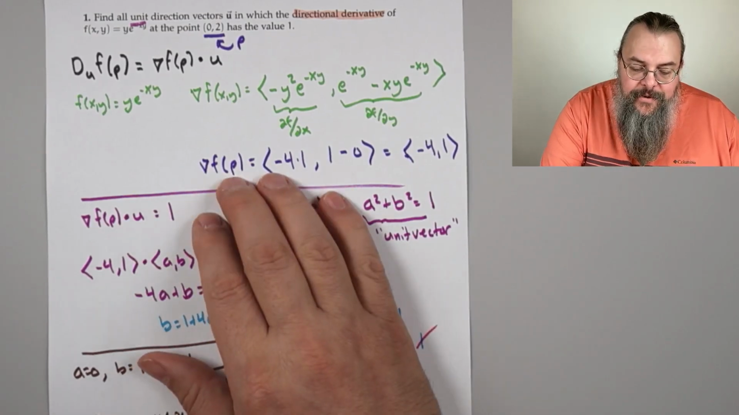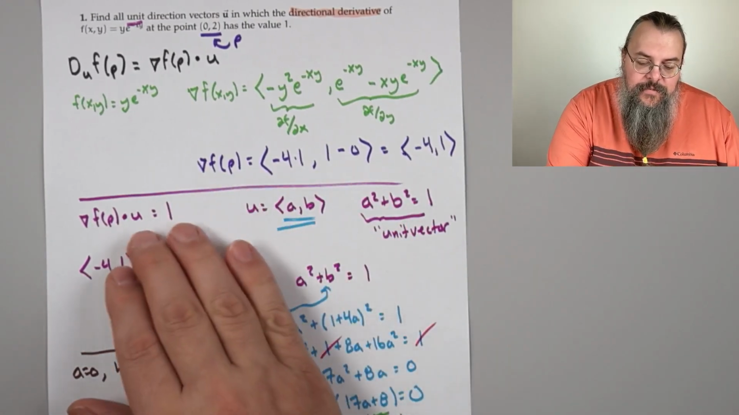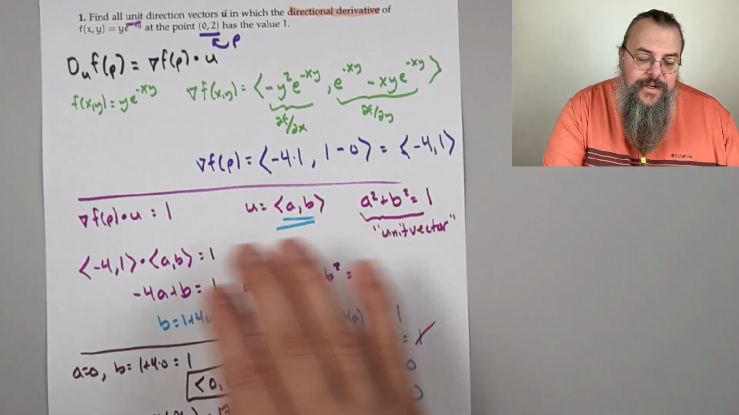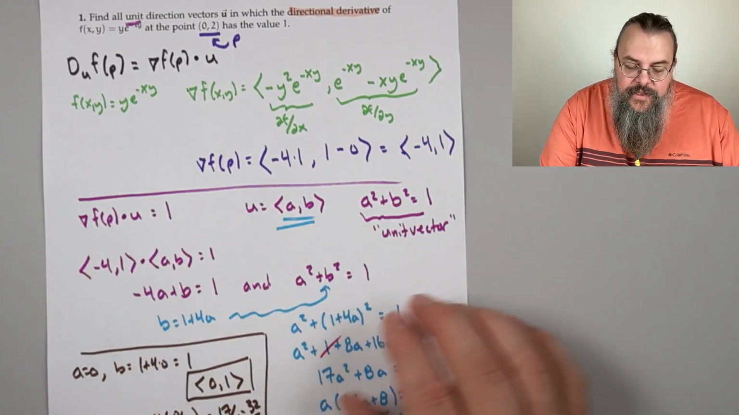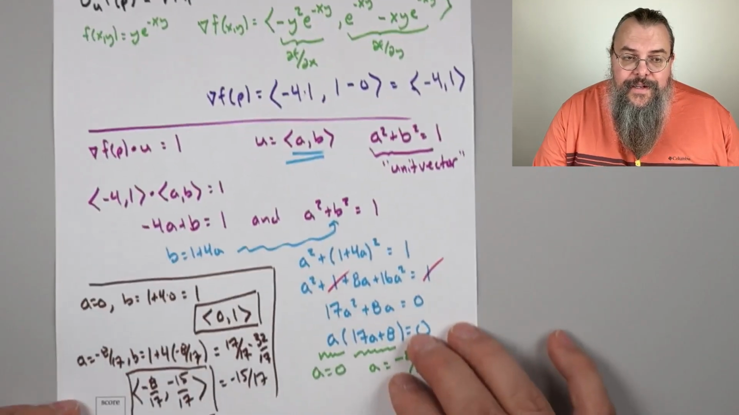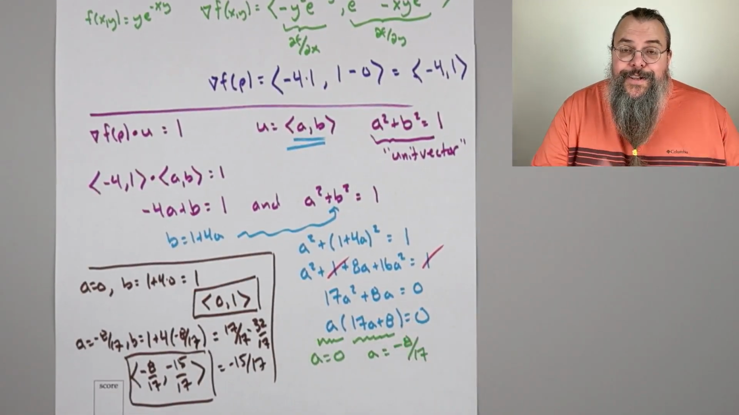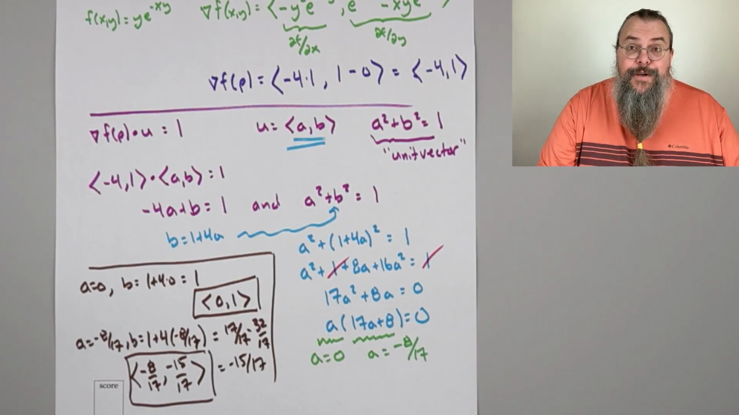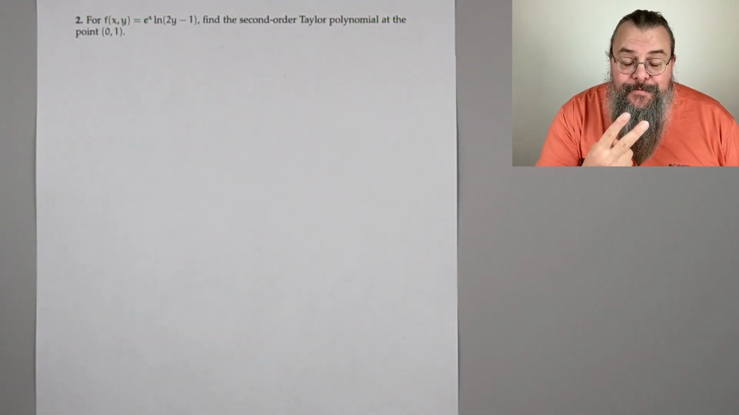We find our gradient at our point, and now it's just a matter of saying, well, we know we want a vector, and it has to be a unit vector. The directional derivative gives us our equations, two unknowns, and solve. And then we're great. Life is good. And we're off to a good start. Let's keep going. Number 2.